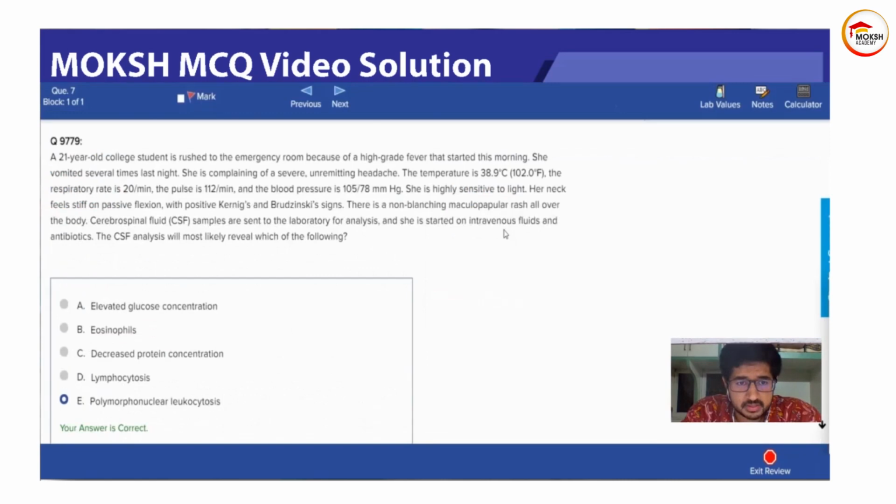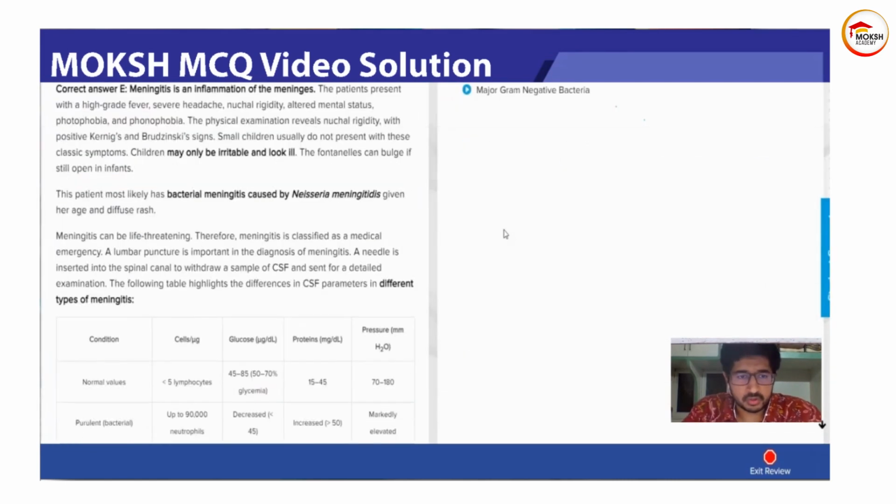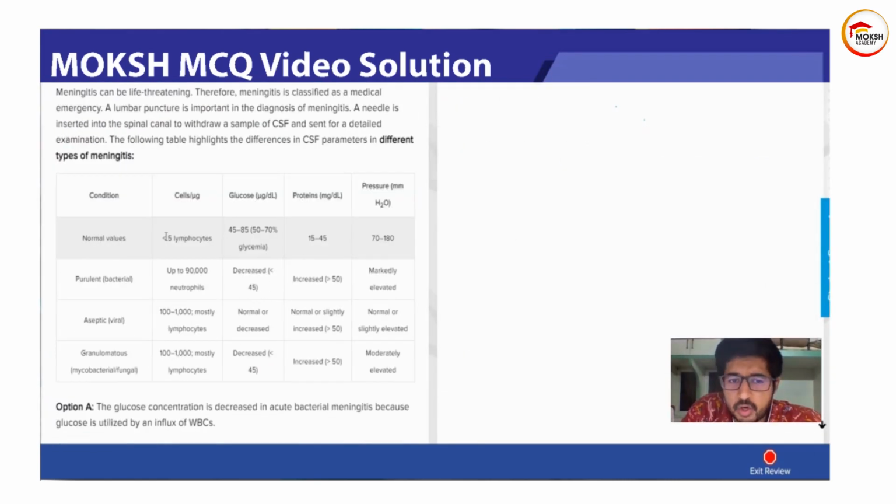All right. So basically, these are the normal values of your CSF analysis parameters. This is important even in your step 2, step 3, till you practice in your life. Okay. So cells less than 5 lymphocytes is normal. 45 to 85 glucose milligram per deciliter is normal. 15 to 45 protein is normal. Pressure 70 to 180. Okay.